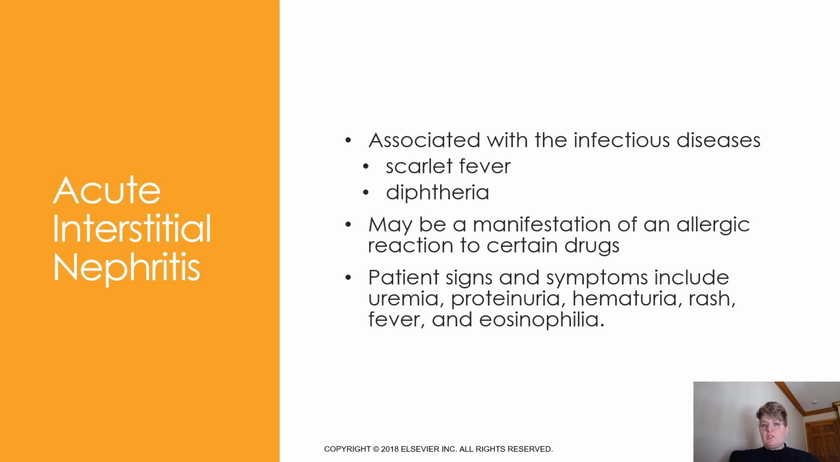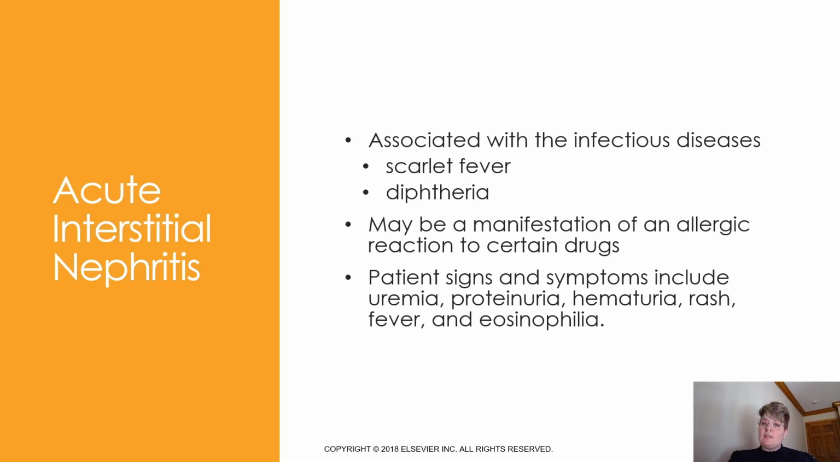Our next pathology is acute interstitial nephritis. So now this is acute, sudden onset, interstitial. So the interstitium of the kidney is inflamed. This is going to be more typically associated with other diseases in the body, most likely scarlet fever or diphtheria. Diphtheria is something that we get immunized for now, so that's probably going to be less likely in the United States. Scarlet fever isn't very common either, but it is still a possibility.